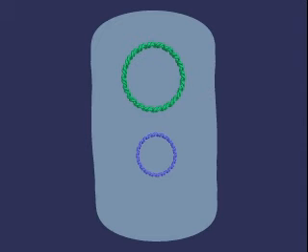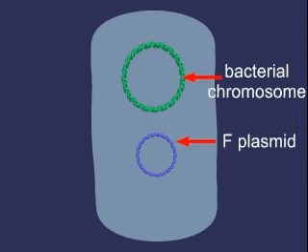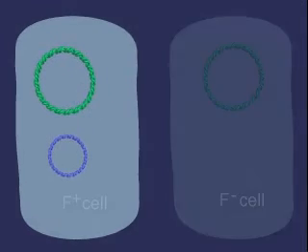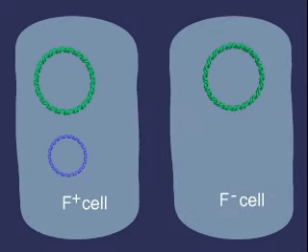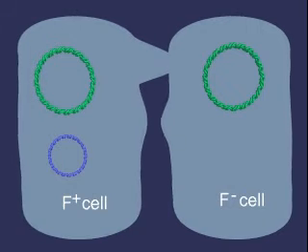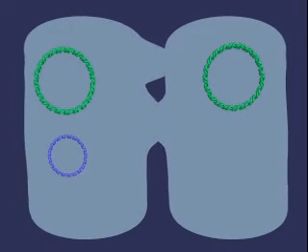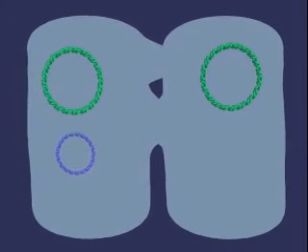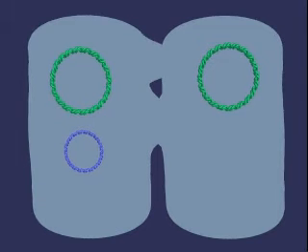Plasmids that mediate mating are found in several bacteria. One example is the F plasmid in E. coli. The F plasmid contains genes directing synthesis of a pilus that contacts a recipient F- cell lacking the plasmid. The plasmid can be transferred from an F+ cell to an F- cell.